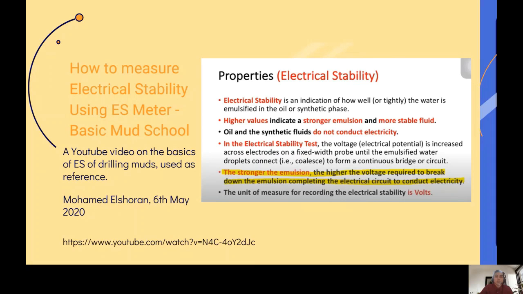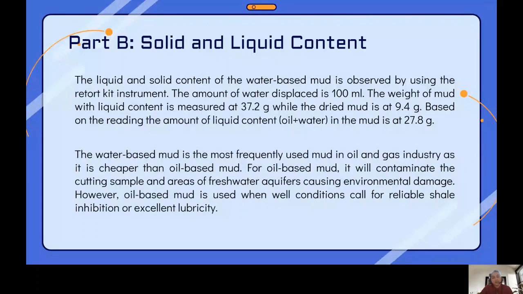The second part of the discussion is the solid and liquid content. For this, we use the retort kit equipment. The amount of water displaced is 100 milliliters. The weight of the mud with the liquid content is 37.2 grams, while the dried mud is 9.4 grams. If we subtract the two of them, we get 27.8 grams, which means the liquid content in the mud is 27.8 grams.